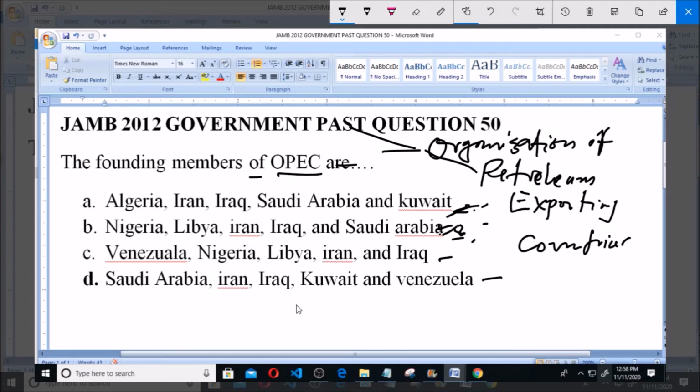The founding members of OPEC in 1960 were Saudi Arabia, Iran, Iraq, Kuwait and Venezuela. So option D is correct.